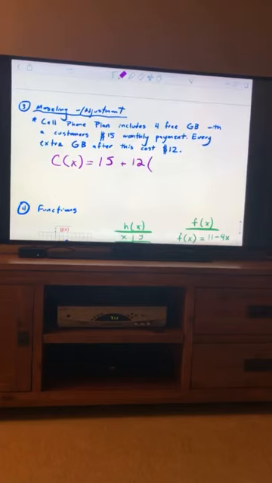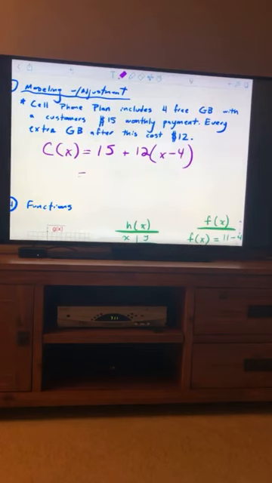So it's not this. This is incorrect. Because this would be assuming, hey, if they use, let's say, 5 gigabytes altogether, that they're getting charged $12 for 5 gigabytes. That's not the case. Because 4 were free, in parentheses, we want to indicate that we're really only being charged for 4 less than however many we use, or x minus 4 times 12.